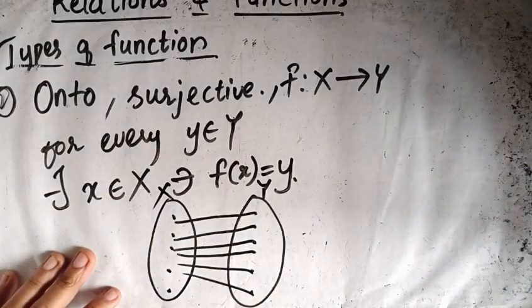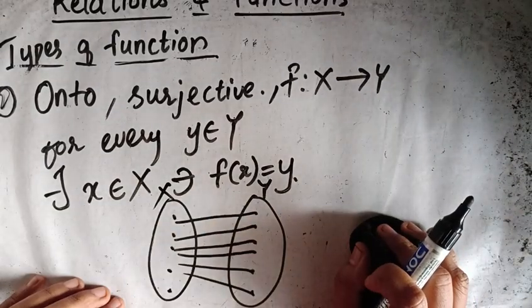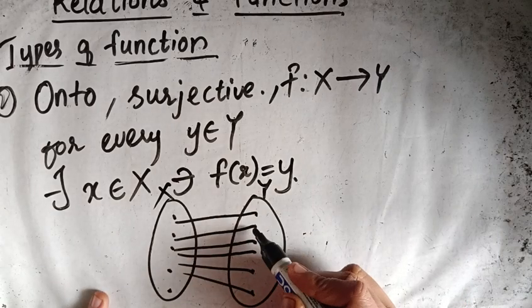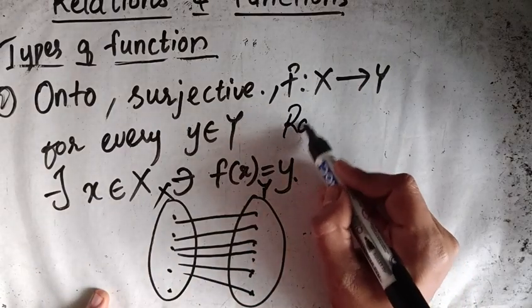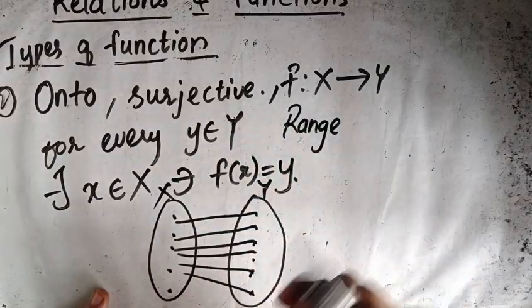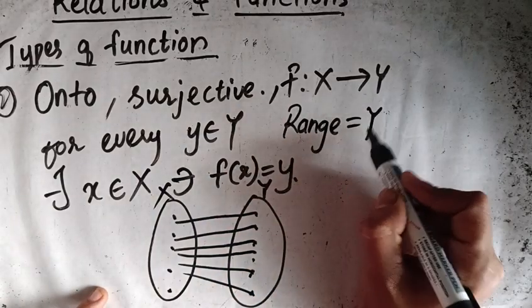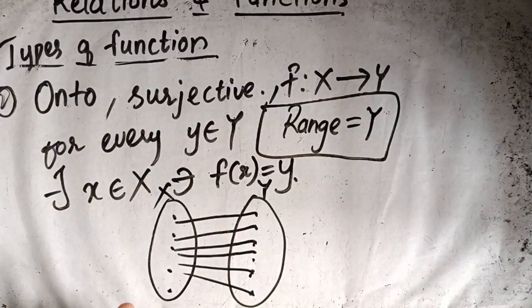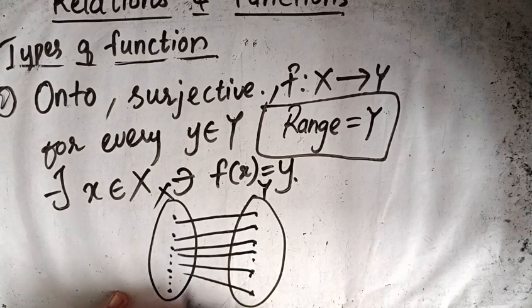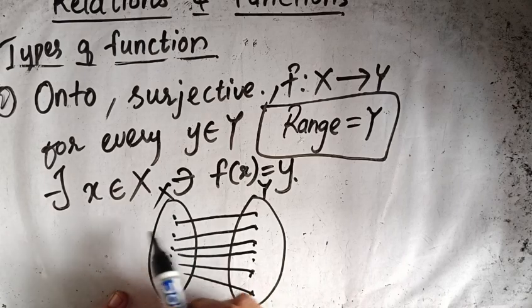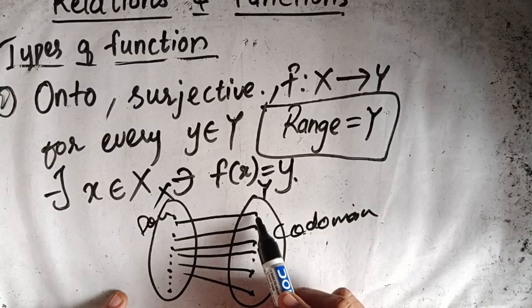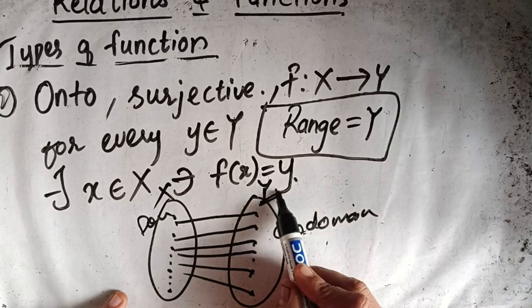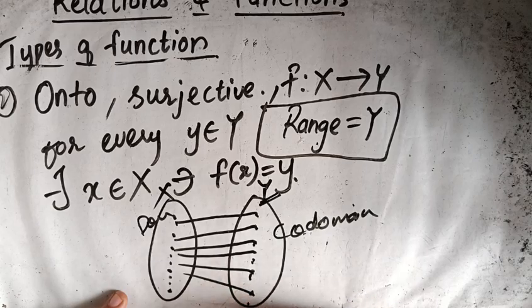Okay, and in this we get range of f is equal to y. Since all the elements are mapped, okay, so all the elements are covered, so range we know is the set of all mapped elements in y set, right? So range becomes equal to the whole set. Okay, this is your domain, the set of all mapped elements, all are mapped. Okay, so this is your domain, this is codomain. Codomain means it is the set of all y, okay, and range is the set of all mapped elements.